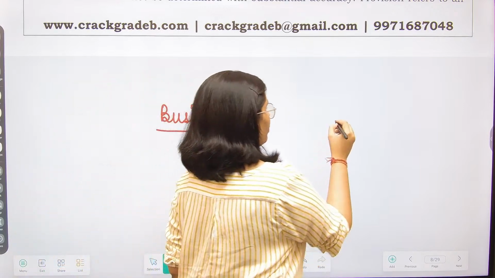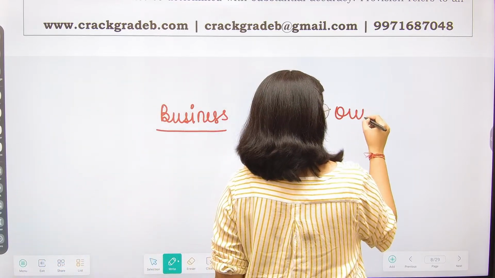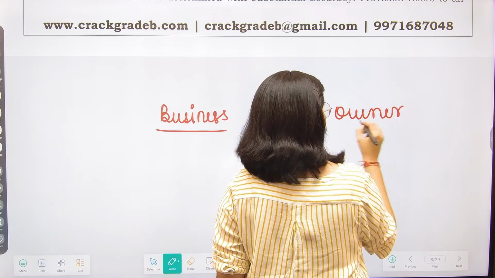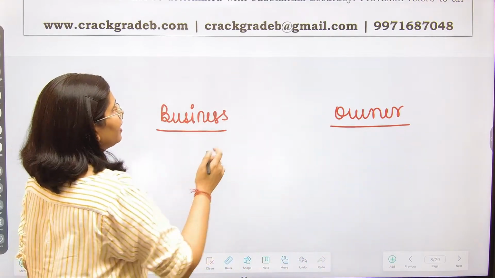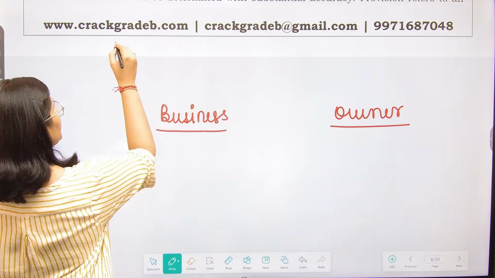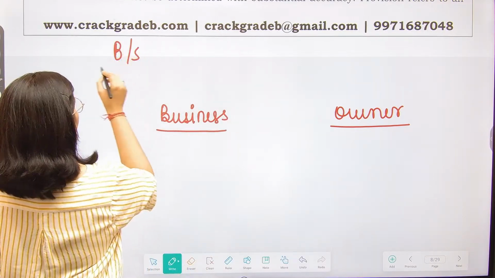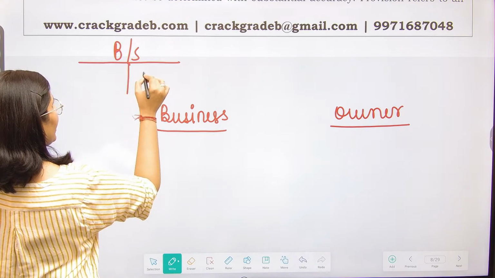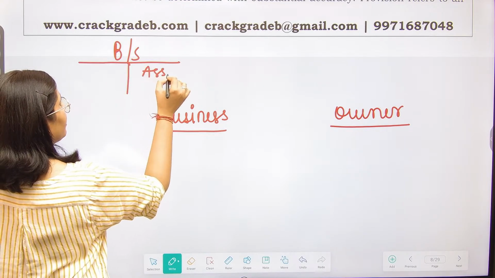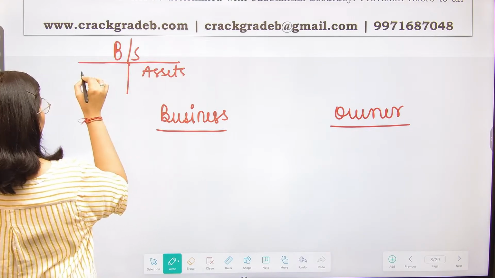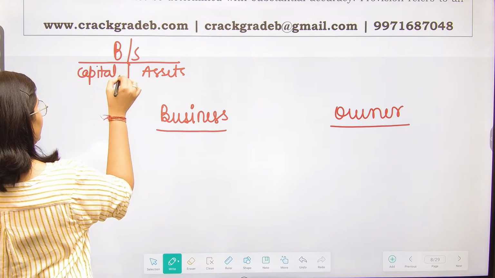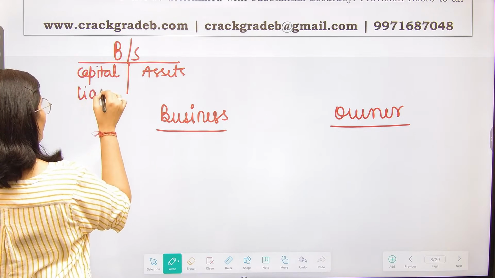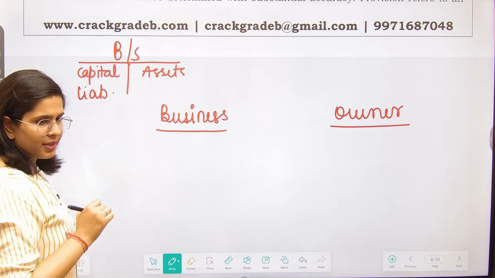And this is the owner. Now, one more thing. Whenever we see the balance sheet, there is a column. Here we write assets, right? And here we write capital and liabilities. Now, one more thing I would like to ask you.